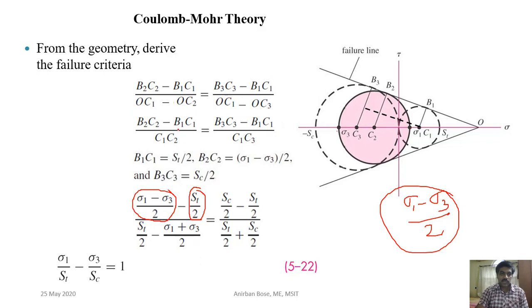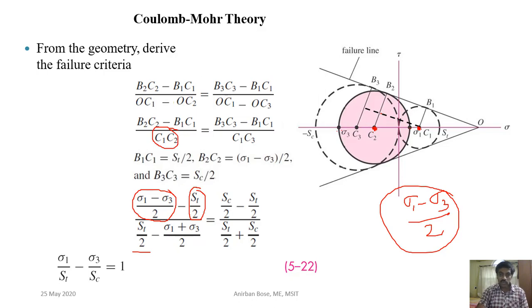And what is C1 C2? C1 C2 is this coordinate, that is ST by 2, minus this coordinate. This coordinate is the average of sigma 1 and sigma 3. Okay, so sigma 1 plus sigma 3 by 2.